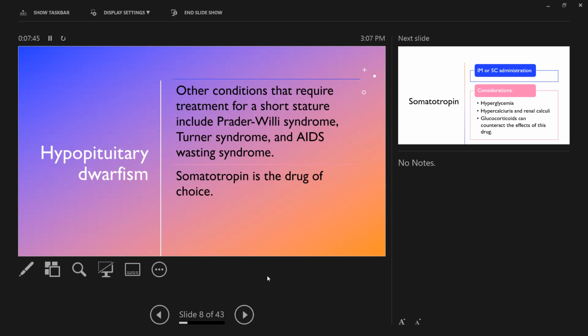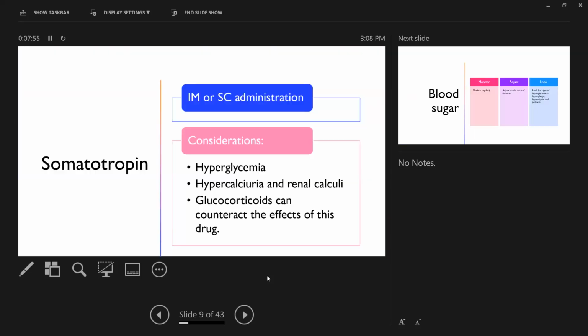The drug of choice is somatotropin. This is a genetically engineered product. It's genetically engineered growth hormone. So this is given intravenously or it's given subcutaneously. You look for signs of hyperglycemia because growth hormone causes a glucose sparing effect.